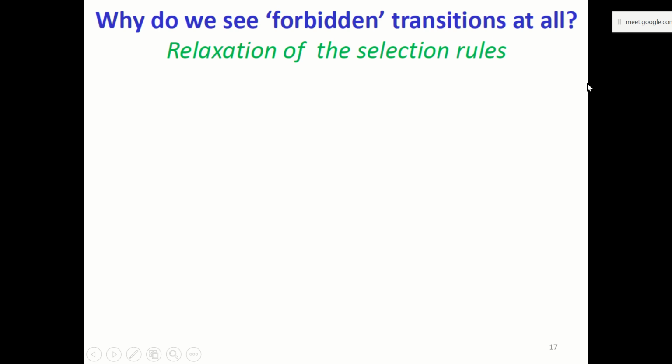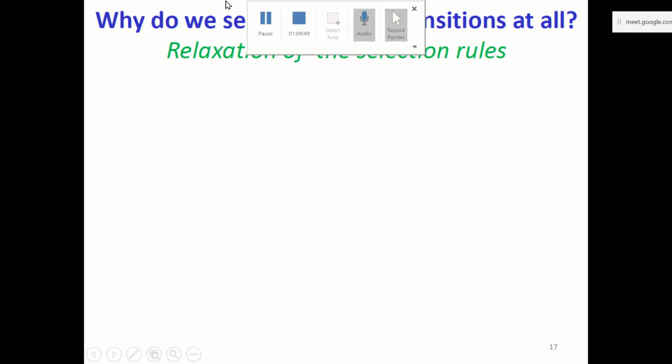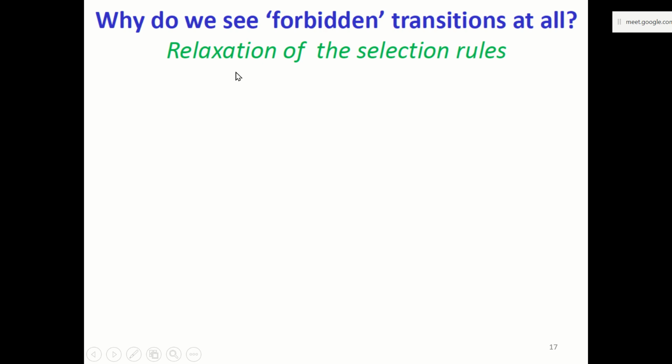I think I have already taken longer than 1 hour, so I'll stop here. We'll discuss from here why forbidden transitions do occur in the next class.